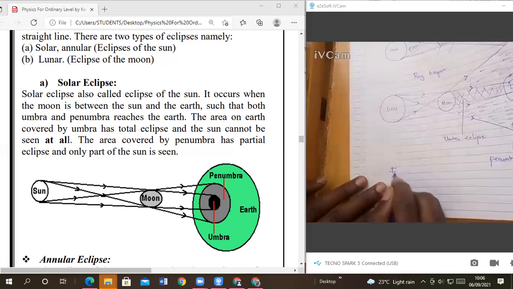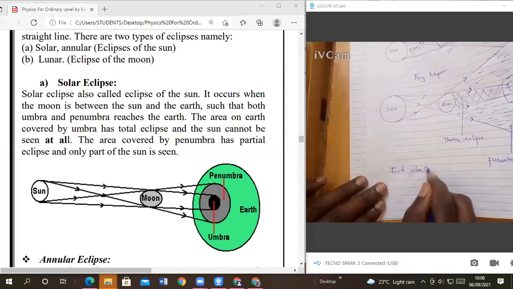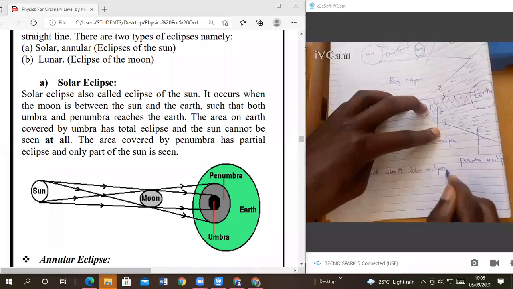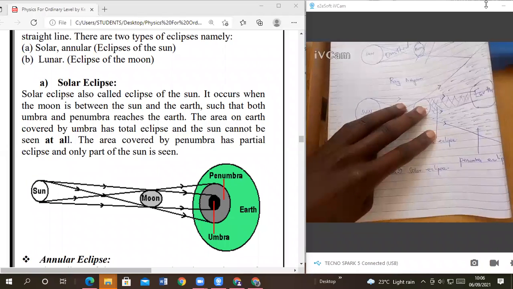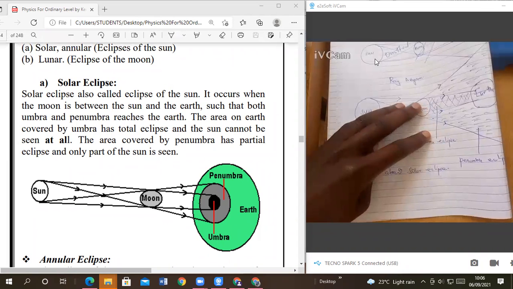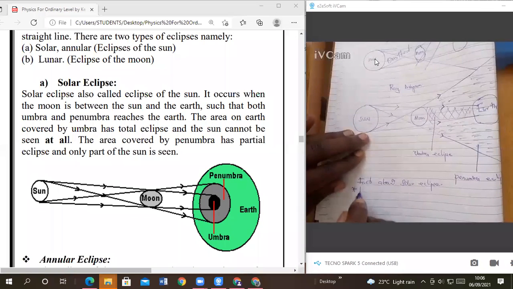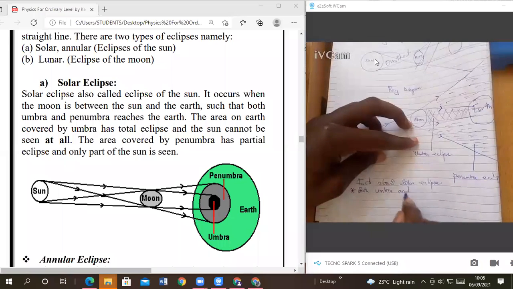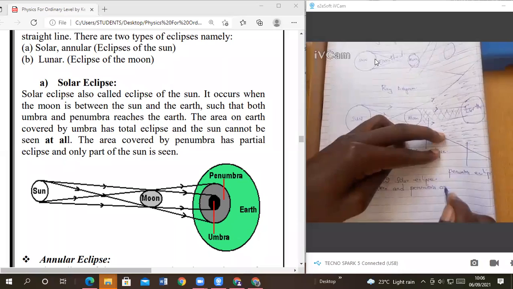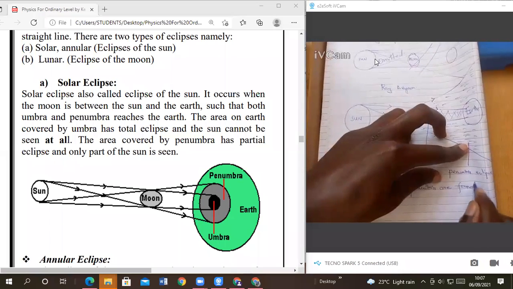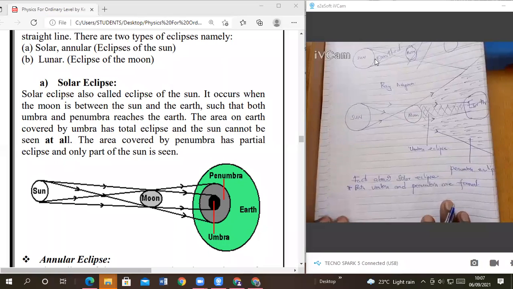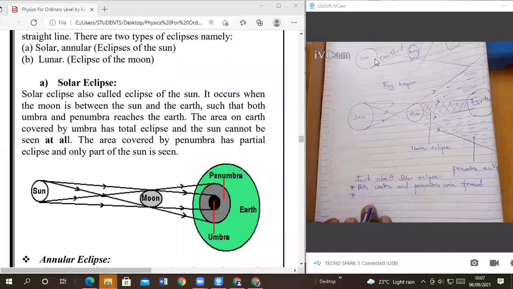Facts about solar eclipse. One, both the umbra and penumbra are formed. Are you together, members? Yes. That is one.